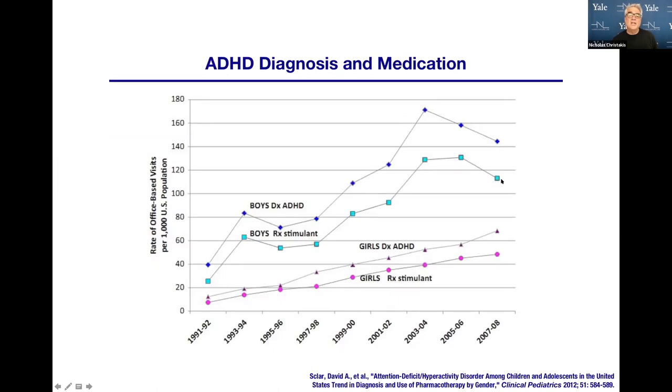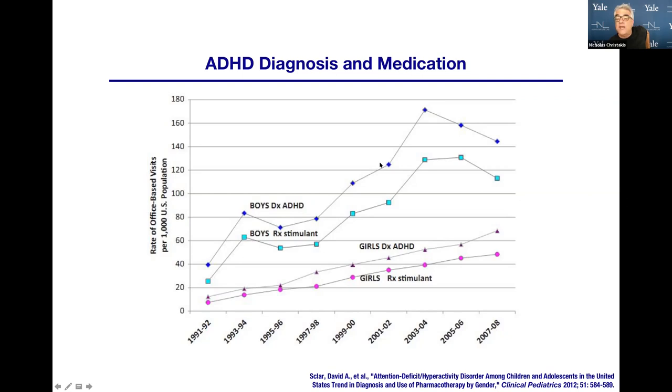And consider, for example, the epidemic rise in ADHD in the United States in the last 20 years. An estimated 11% of children in the United States have been diagnosed with ADHD at present. Between half and two-thirds of those are put on medication. This shows the rate of office-based visits per 1,000 people in the United States on the y-axis versus time on the x-axis. And look at these boys.